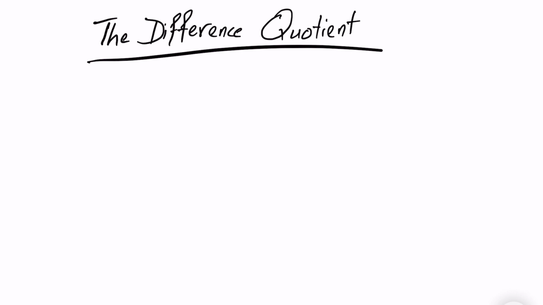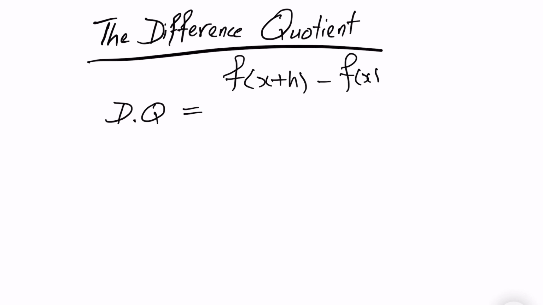In general, when we see the formula for the difference quotient, I'm going to write DQ, that's the abbreviation. This is f of x plus h minus f of x divided by h. In general, students don't like the part of f of x plus h.